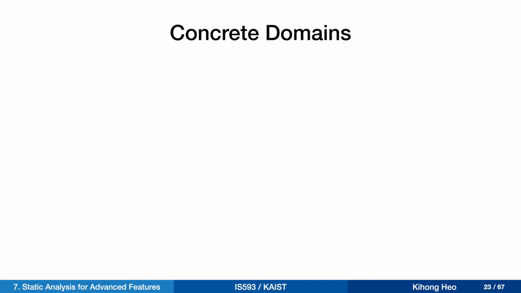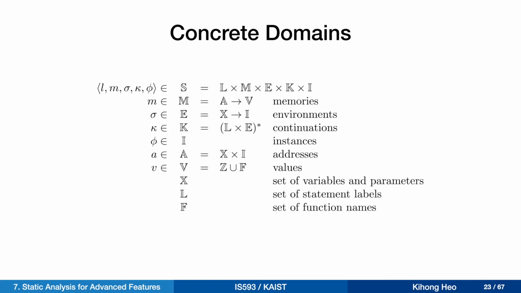Then let's define the concrete domains. This extension is orthogonal to the previous extension for pointers. So for simplicity here, we don't consider any pointers. Here is the definition. A state is a tuple of 5 elements: label, which is the same as before, and memory, and environment, and continuation, and instance.